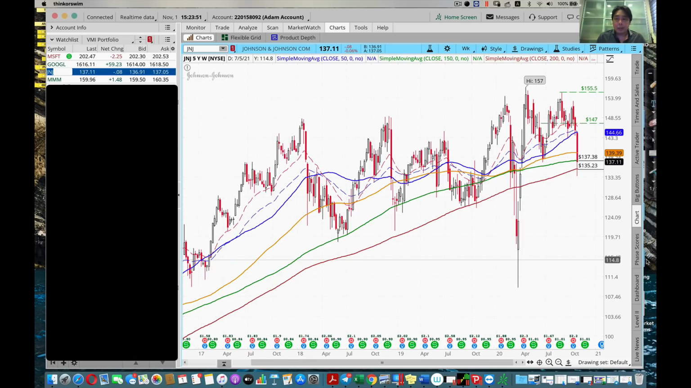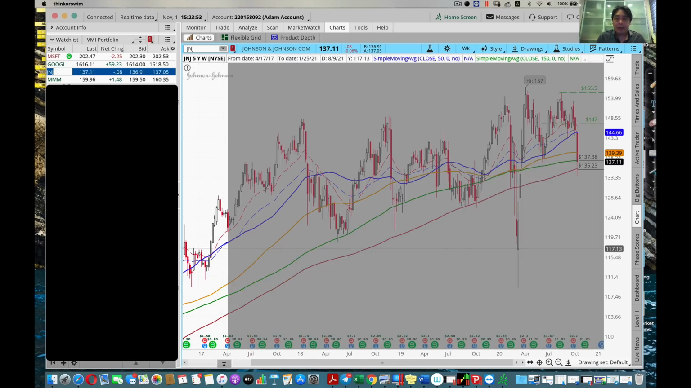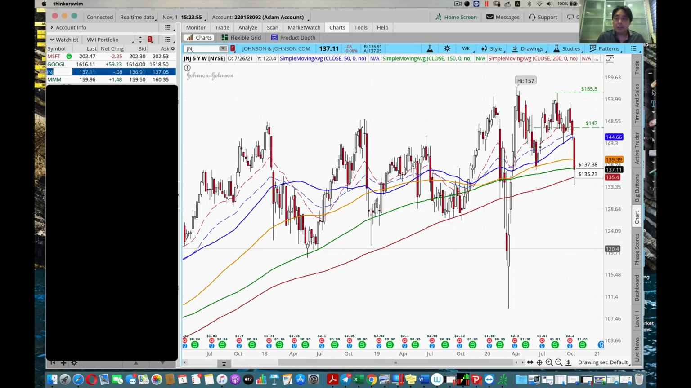Okay, this one's retraced to a very nice level. Intrinsic value 147 to 155. Okay, so you can see right now it's retraced to a buy level, 137. It's currently at a buy level, with another buy level right below at 135. There we are. So great level to add right now.